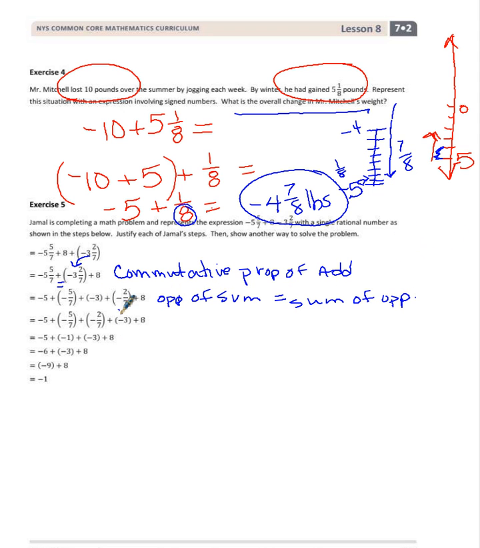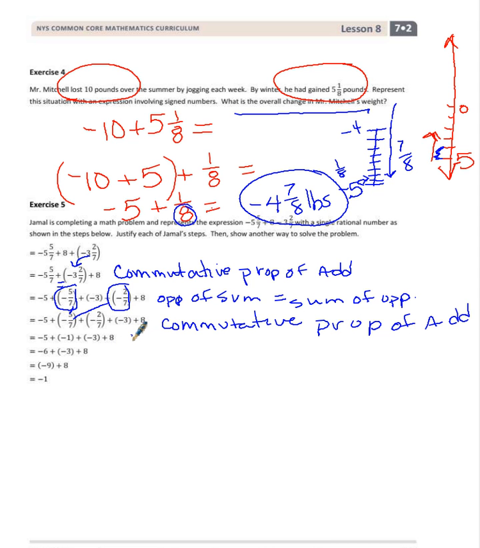Okay, and then in the next one, what did we do here? Looks like we put this and this together, right? That's what it looks like to me. Do you guys agree? Absolutely. So we applied that commutative property of addition again. And then we went ahead and we put those together. So we had right here a negative 5/7 and negative 2/7, which equaled that -1. And now we're gonna put some stuff together.